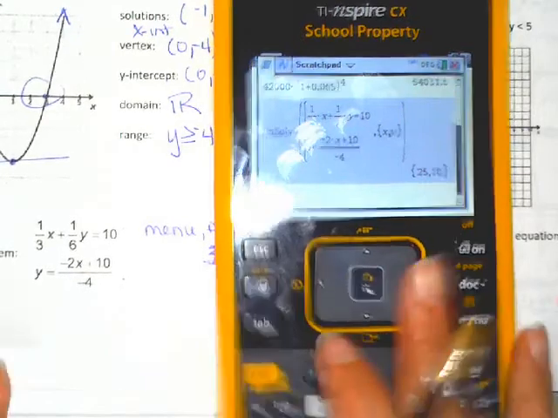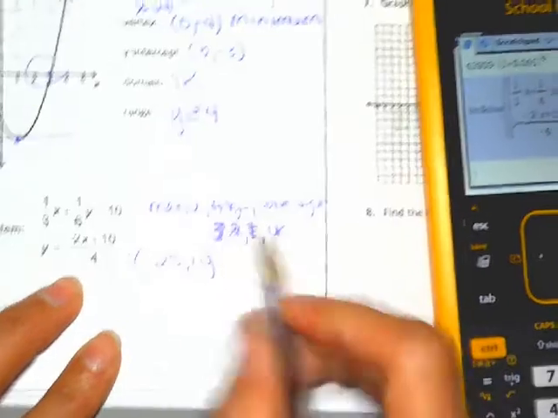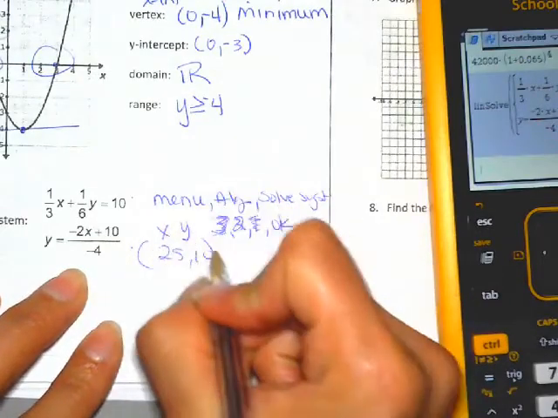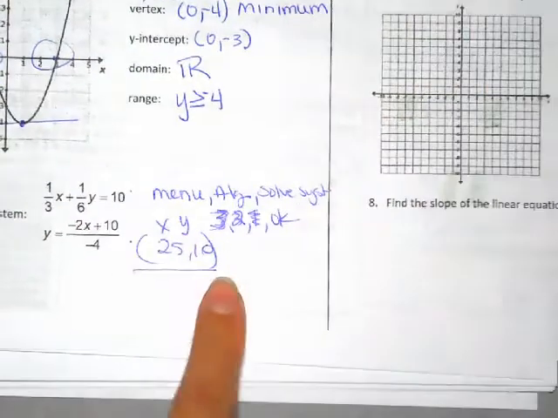Alright, so our answer is (25, 10). Meaning that this is our x value, this is our y value. They might ask you for the coordinate point, they might ask you for the x, or they might ask you for the y.